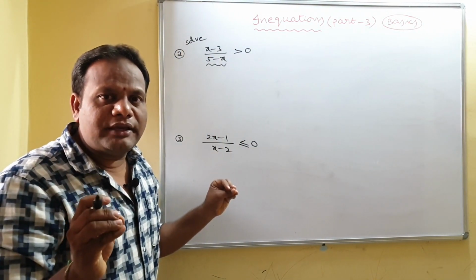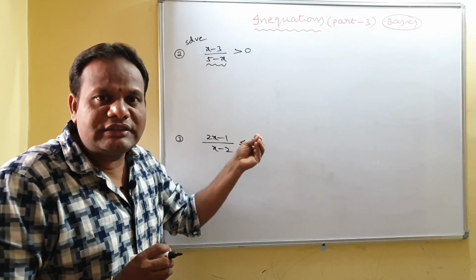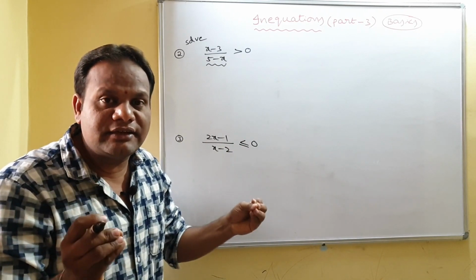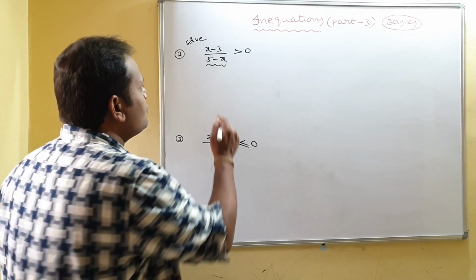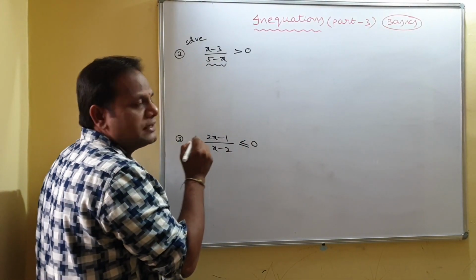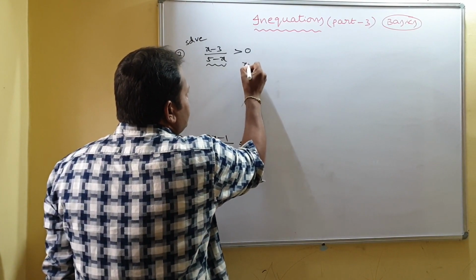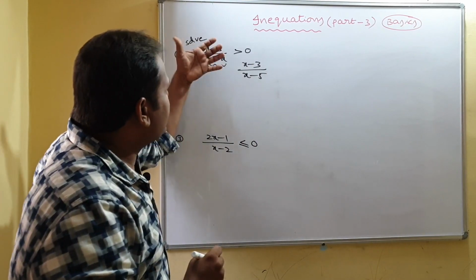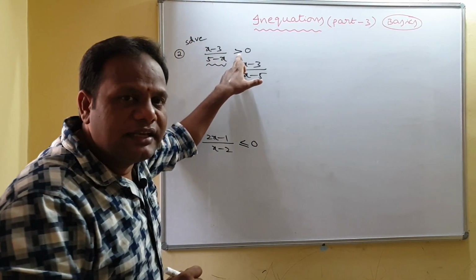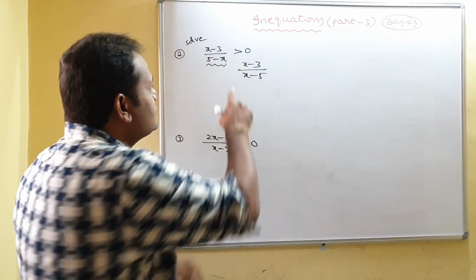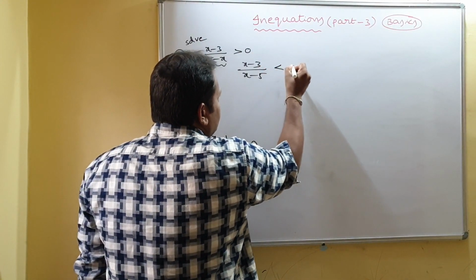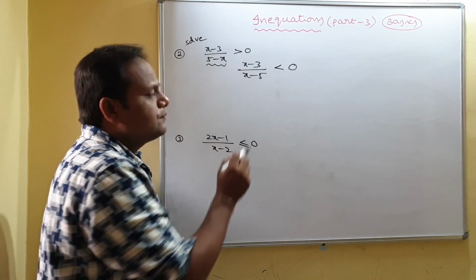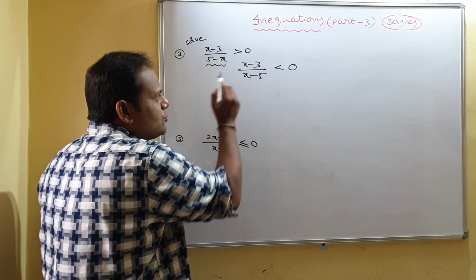If you multiply one inequation with a negative sign, what will happen? Inequation sign changes, is it? So multiply this with minus. Then we get x minus 3 by x minus 5. So if you multiply with minus, this inequation sign changes. So this greater than become less than 0. That's all. Is it? Now you verify x coefficient positive, x coefficient positive.